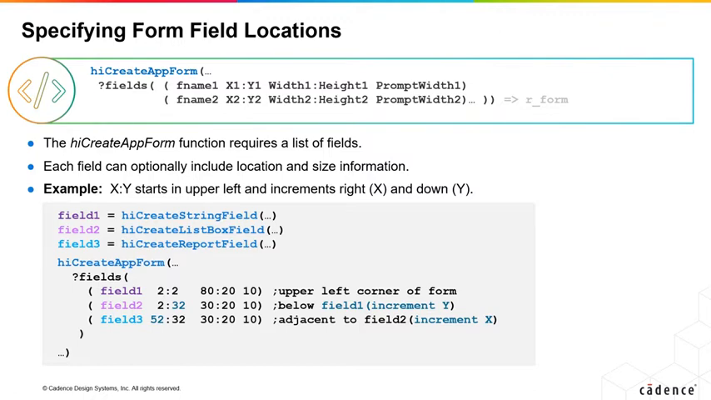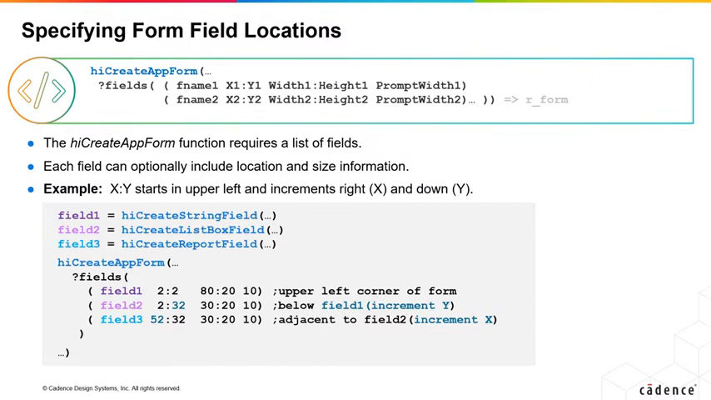We've created three fields, a string field, a list box field, and a report field, and they're field 1, 2, and 3. And then we create the app form, and using the syntax we saw above, we say field 1 starts at 2, 2, and this is in the upper left corner of the form. So it goes upper left to lower right. So 2, 2, and then it's a width of 80 and a height of 20, and we're allowing 10 for the prompt.